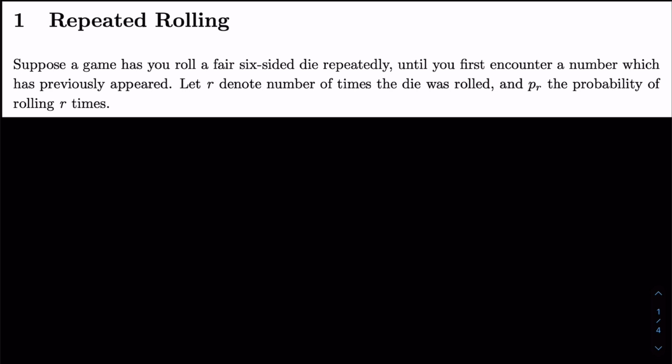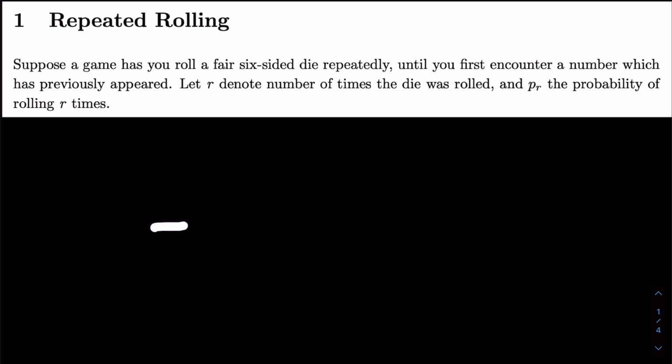Now this question poses a hypothetical where we repeatedly roll a fair 6-sided die until we first encounter a number which we have already seen. R is then denoted as the number of times a die was rolled in this particular game, and P sub R the corresponding probability. Let's walk through a hypothetical.